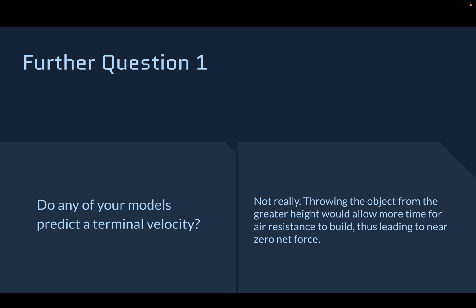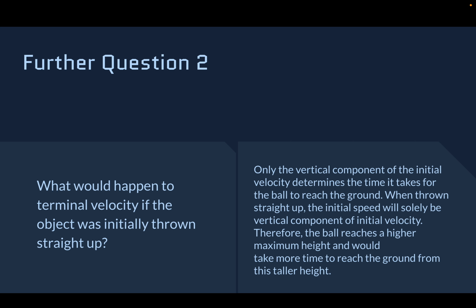So, do any of your models predict the terminal velocity? I would say not really. Throwing the object from a greater height would allow more time for air resistance to build, thus leading to a near zero net force. And what would happen to terminal velocity if the object was initially thrown straight up?